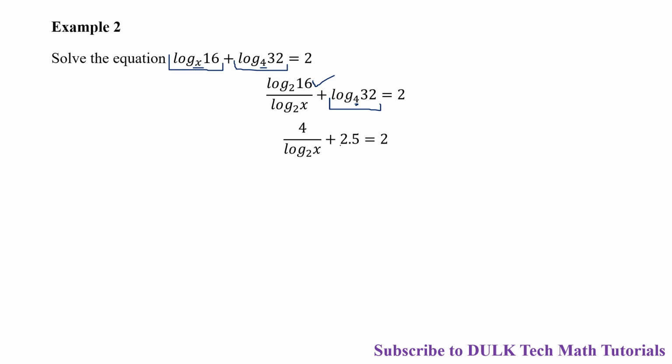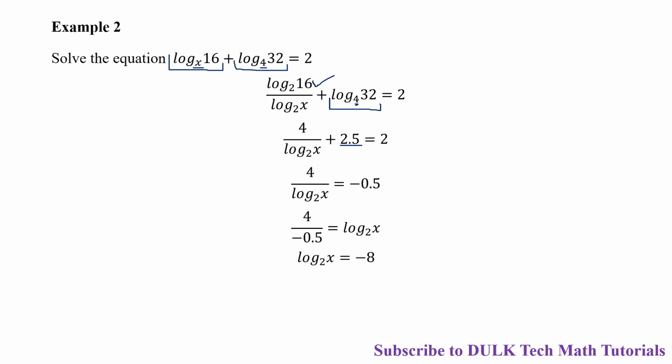So the next thing is now to solve for x. Let's take this 2.5 to the right hand side, where it will be subtracting. So it will be 2 minus 2.5, so it will be minus 0.5. Then I want to make this x the subject of the formula. So let's clear the denominator. At the same time, making log x base 2 the subject, we multiply by log x base 2, then we divide by negative 0.5. Then we find log x base 2 is equal to 4 divided by negative 0.5, we get negative 8. So log x base 2 is equal to minus 8.